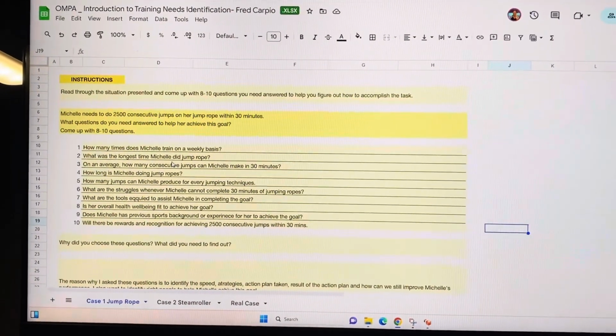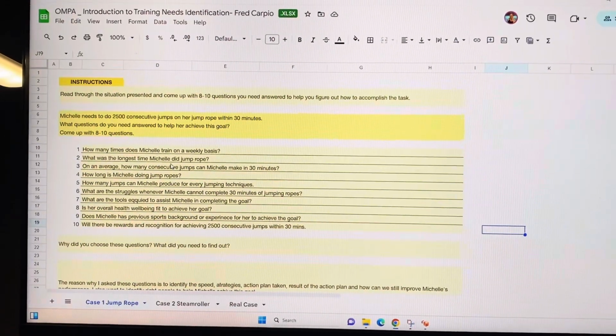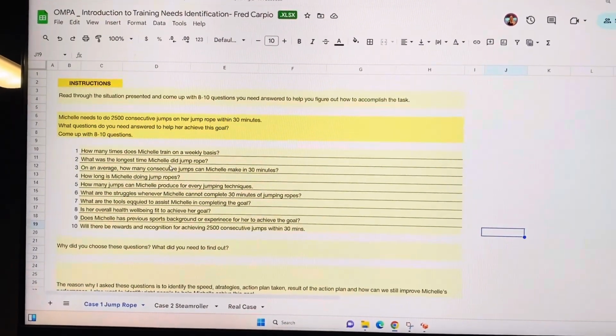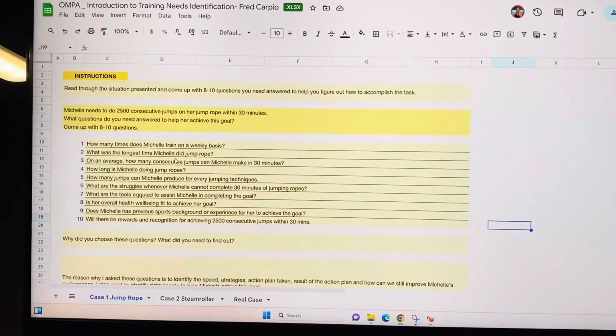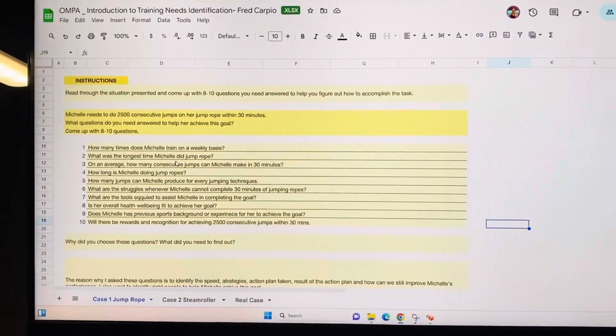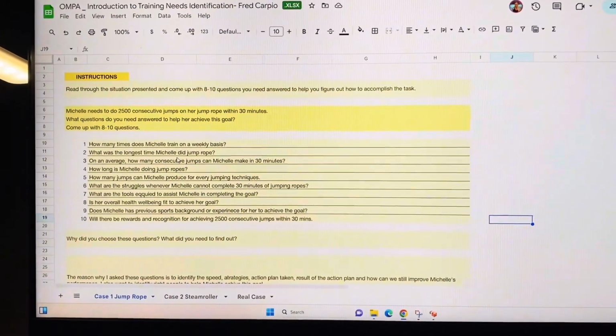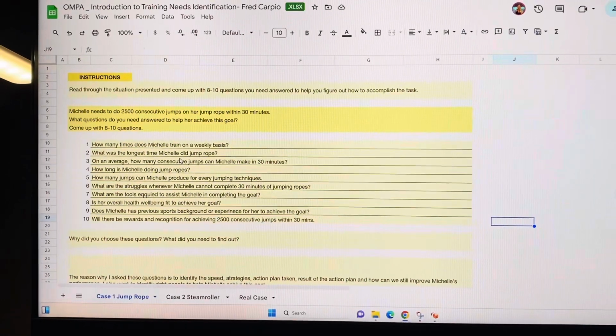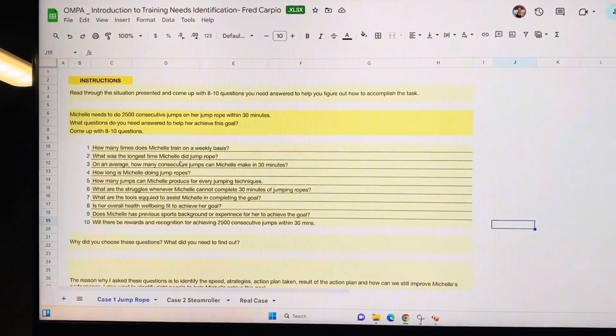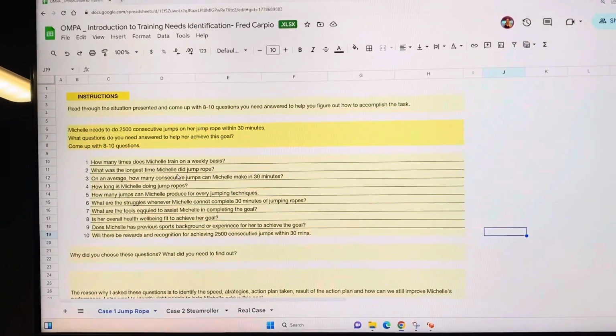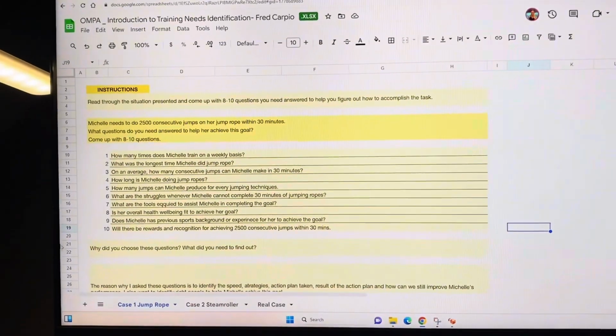Number 8 is, is her overall health and well-being fit to achieve her goal? Number 9, does Michelle have a previous sports background or experience for her to achieve the goal? And lastly, will there be rewards or recognition for achieving 2,500 consecutive jumps within 30 minutes?